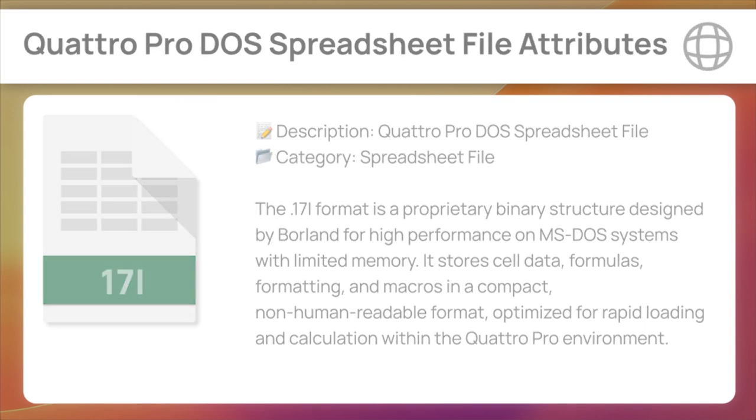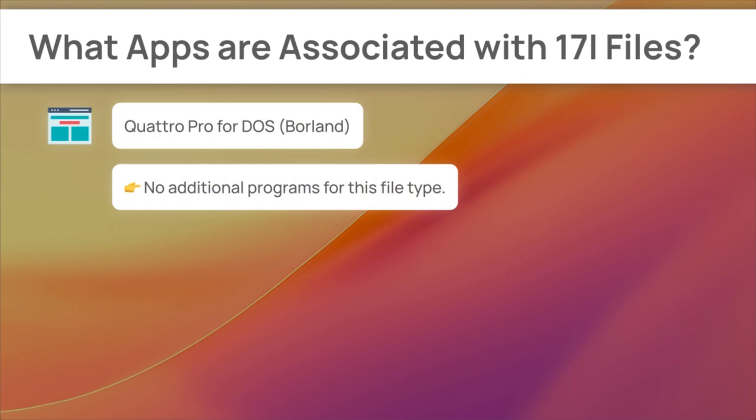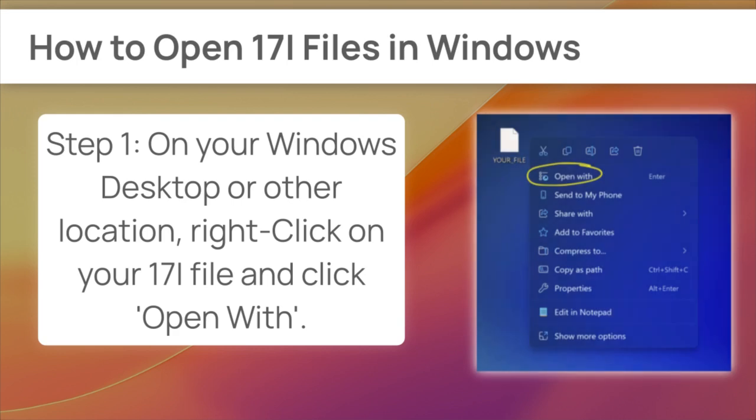the Quattro Pro environment. Technically, the best program for 1.7i is usually Quattro Pro for DOS from Borland. The file's embedded objects and layers require specialized software for full access. Windows may detect the file, but interacting with data or formulas requires Office tools. We'll conduct a full scan of potential openers now.